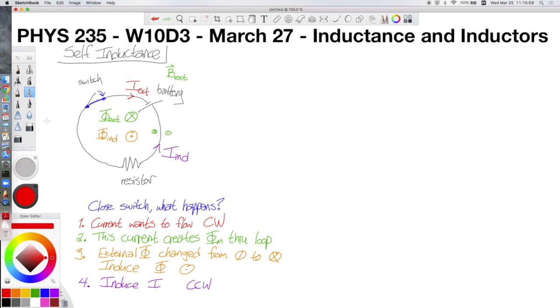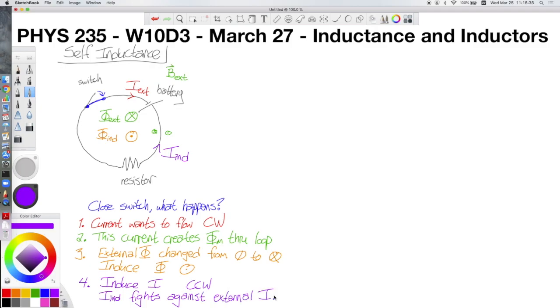So that means that when we close this switch and current tries to start flowing clockwise, the process of induction, based on Faraday's law and Lenz's law, is going to fight against the external current. So the induced current fights against.